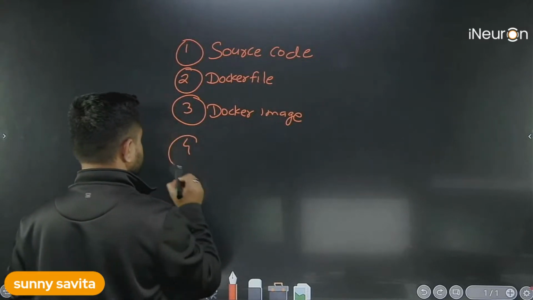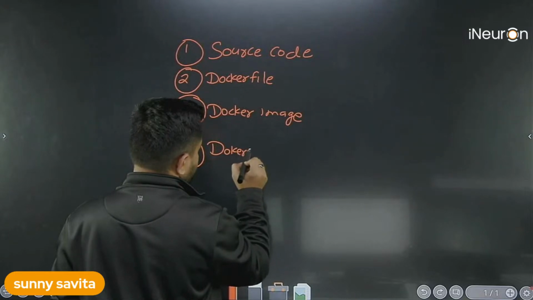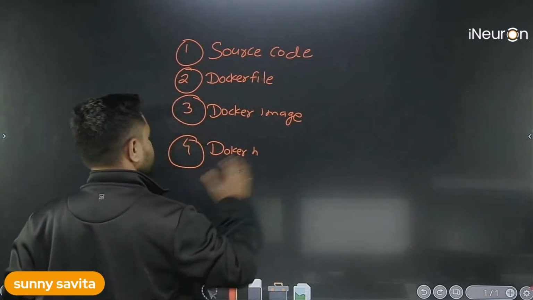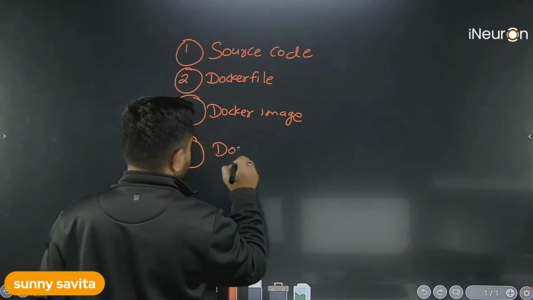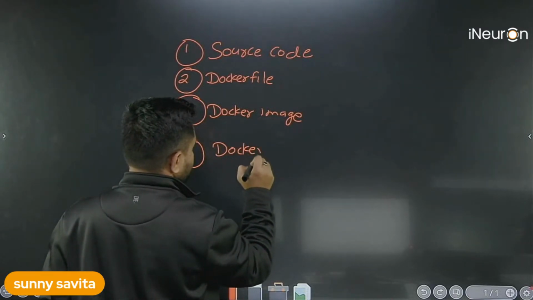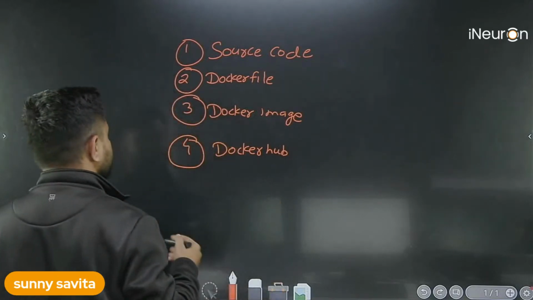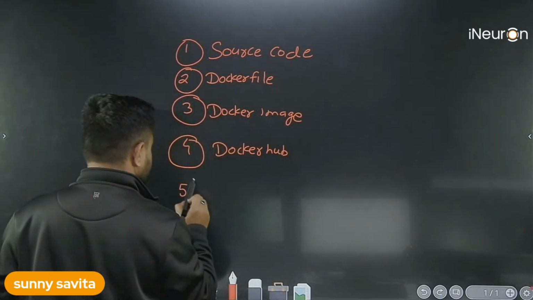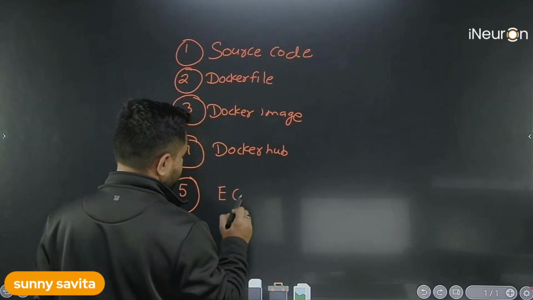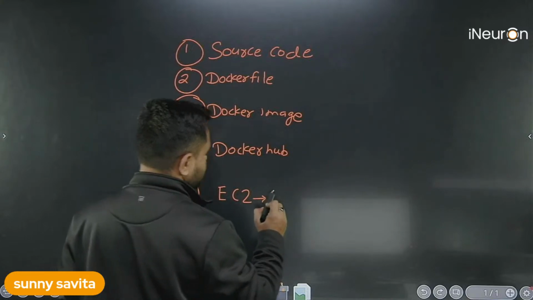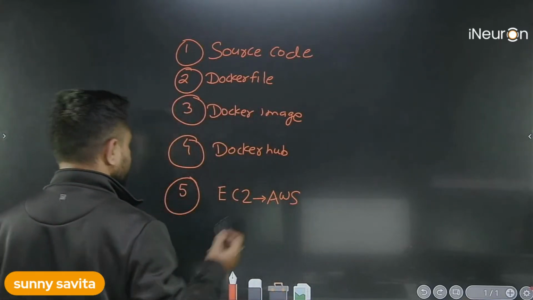So the fourth step is Docker Hub, where I'm pushing the image. Then I'm creating an instance on EC2. Here I'm using the EC2 instance on top of AWS. I'm creating an EC2 instance.